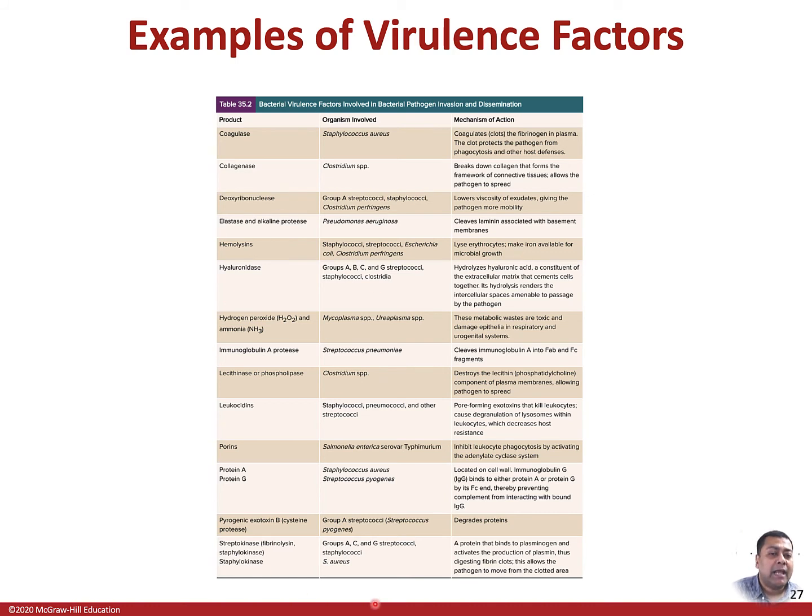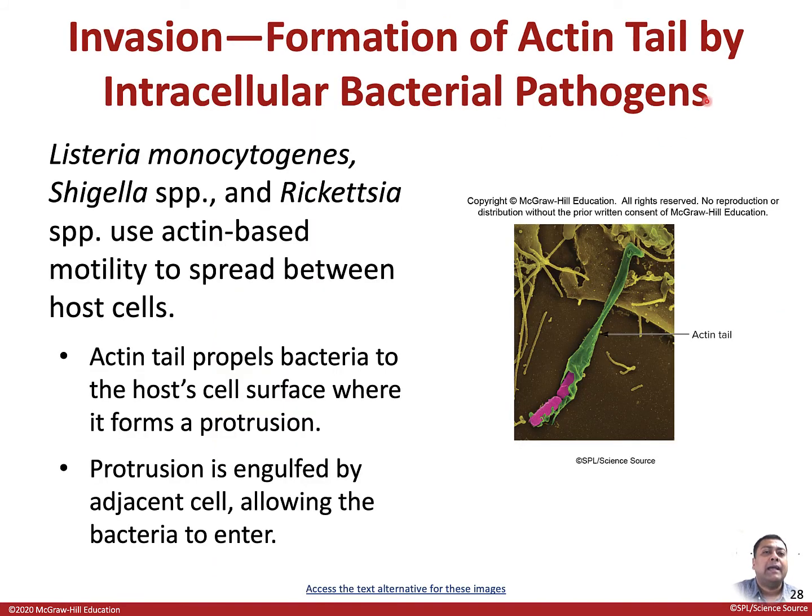So you can see that, again, we are not going into each and every one of them, but it gives you an overall idea of what the virulence factors are, and how these virulence factors actually help in the invasion of the host tissues by different organisms. Then we are looking at a very specific type of invasion, which is seen in Listeria monocytogenes and also Shigella species and Rickettsia. They use actin-based motility to spread between the host cells.